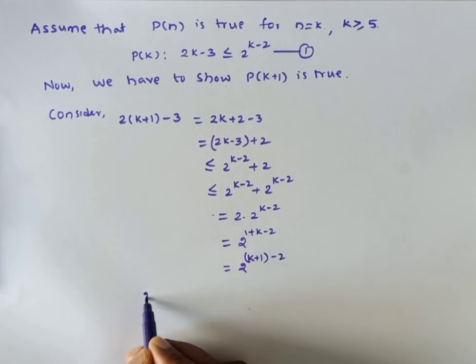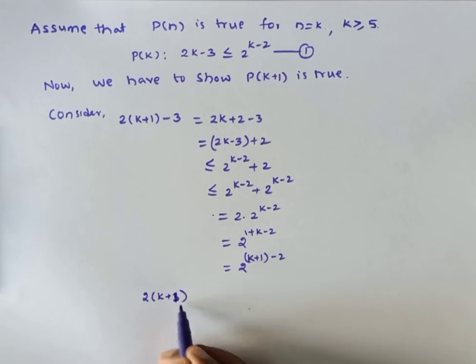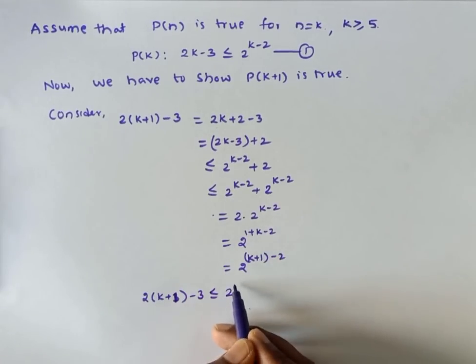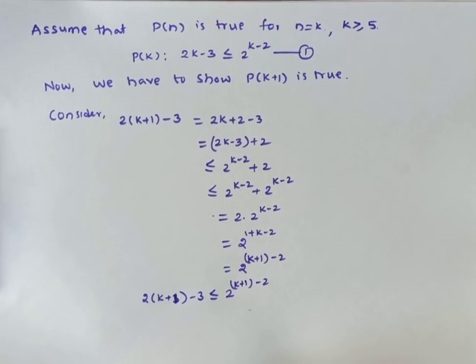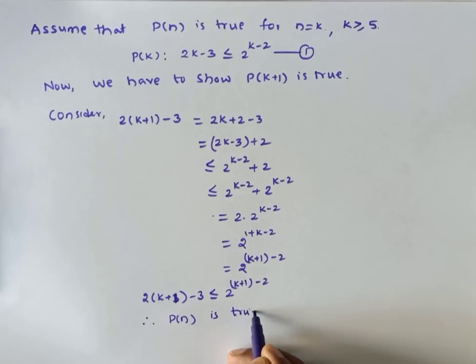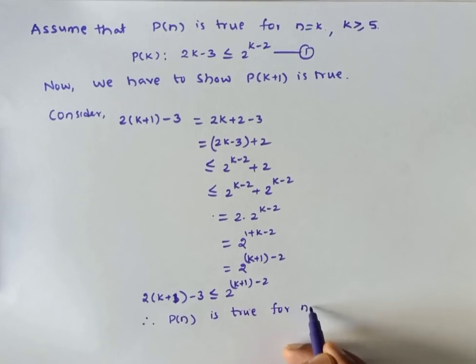So on the left hand side it is 2 times (k+1) minus 3, which is less than or equal to 2 to the power of k+1 minus 2. Now you can check with the problem. The problem is 2n - 3 is less than or equal to 2^n - 2, where n is k+1. Therefore the statement P(n) is true for n equals k+1.